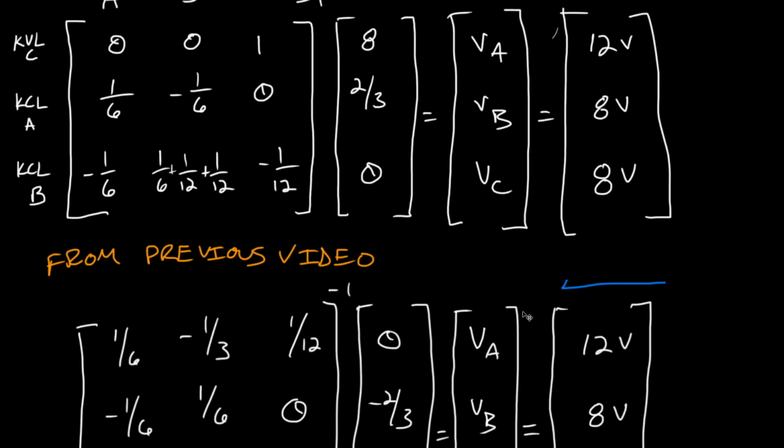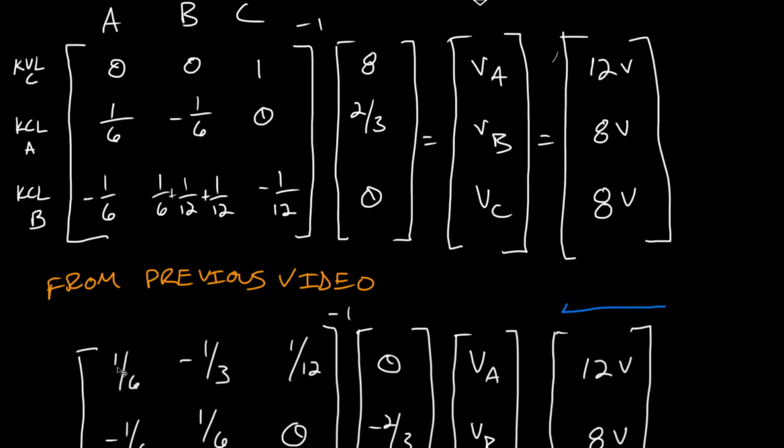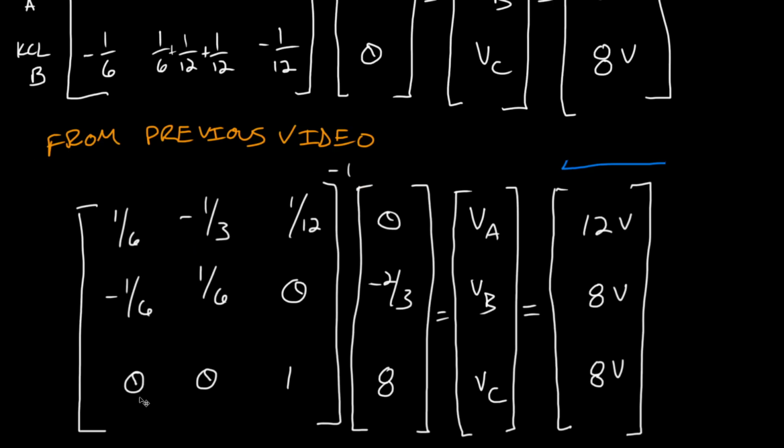So our solution is identical, and we should have some relationship between the rows. I imagine we do. 1/6, negative 1/3, that's this one, and 1/12 and 0. So the top row down here is the bottom row here. Negative 1/6, 1/6, and negative 2/3. So the middle rows match, and then 0, 0, 1, 8 matches 0, 0, 1, 8. Okay, and we got the same solution. So we're looking pretty good.